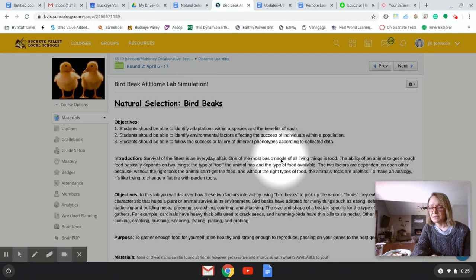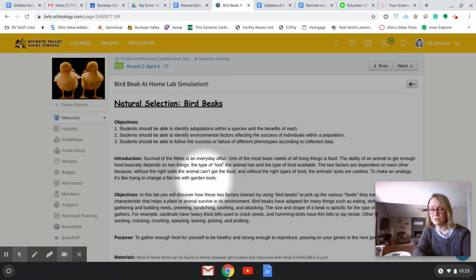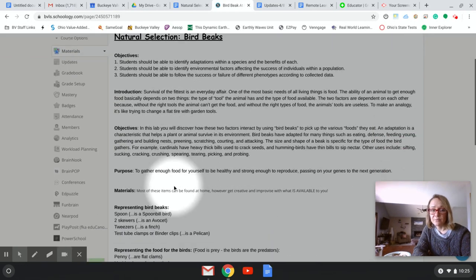One of the most basic needs of all living things is food. The ability of an animal to get enough food basically depends on two things: the type of tool the animal has and the type of food available. The two factors are dependent on each other because without the right tools, the animal can't get the food, and without the right types of food, the animal's tools are useless. To make an analogy, it's like trying to change a flat tire with garden tools. So here are our objectives.